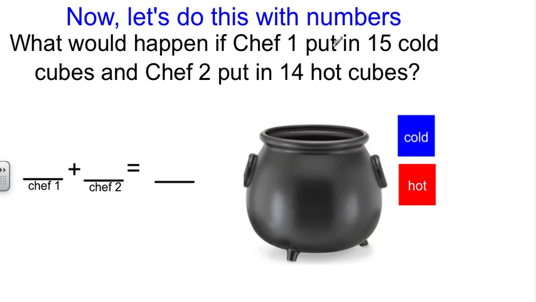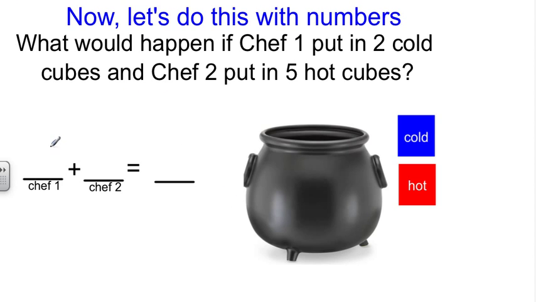All right, Chef 1 put in 15 cold cubes. Chef 2 put in 14 hots. So I want you to think to yourself, what do I know about each hot and each cold? I know they're going to cancel each other out. They're going to make the temperature even. So I have to think, what am I going to have more of in this pot? Am I going to have more colds or more hots? Well, I have 15 cold cubes, 14 hot cubes. That means I have more cold cubes. By how many? 1.